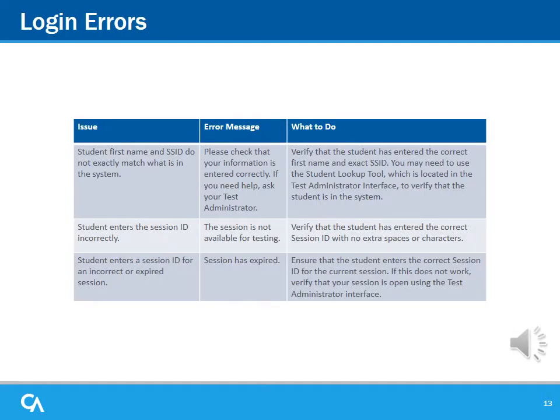If a student is having difficulty logging in, an error message and code will display on the login screen. The most common errors occur when the student's first name and SSID do not match what is in the system, and when SSIDs are entered incorrectly. If the student receives an error message indicating that he or she has entered incorrect information in the first name or SSID fields, the TA should use the Student Lookup tool in the TA interface to verify the student's information.